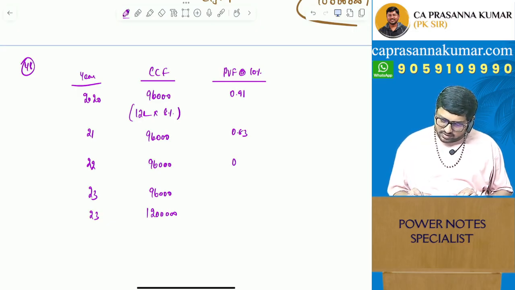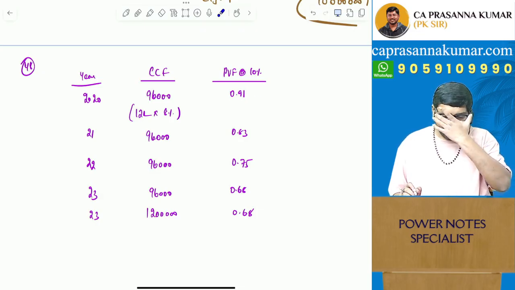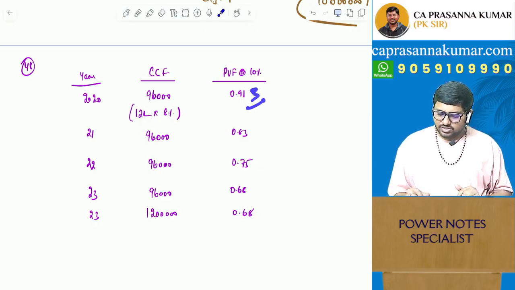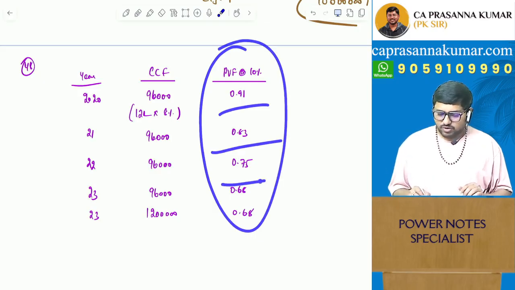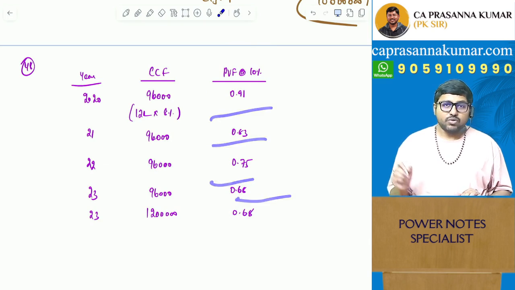0.83, 0.75, 0.68, 0.68. Now, don't ask me a question saying, sir, should we take 2 digits or 3 or 4 or 5? How would I know? Even you don't know, I don't know, nobody knows. Usually take 3 digits to be on the safer side. In this question, your ICA has taken 2, therefore I'm taking 2. But in the examination, we don't know whether you should be taking 2 or 3 or 4.